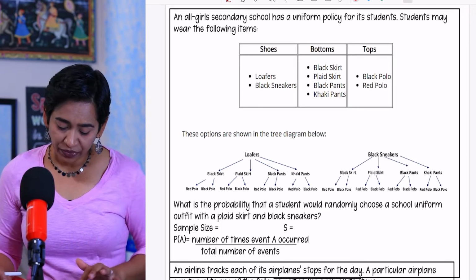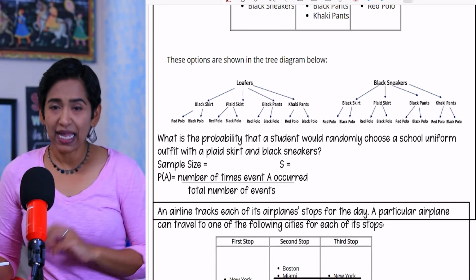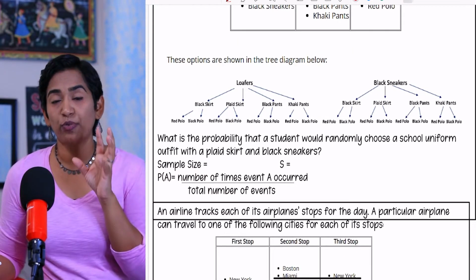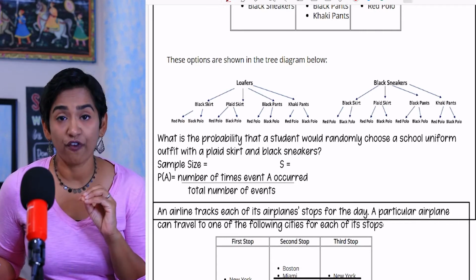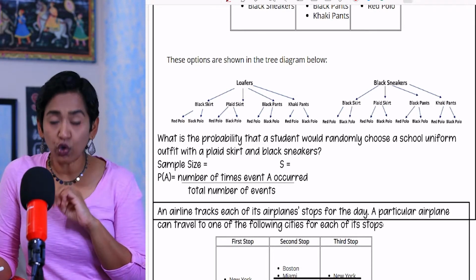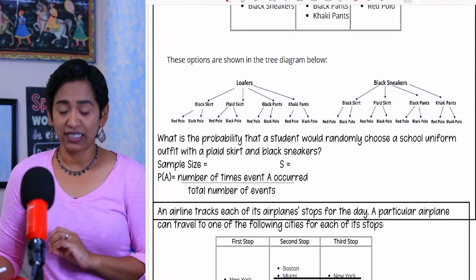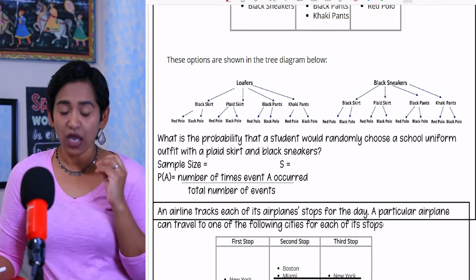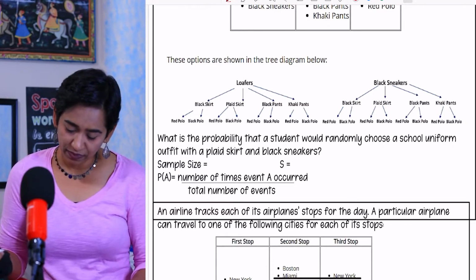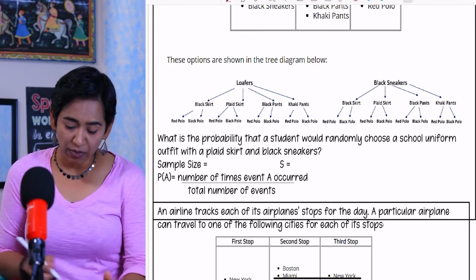So now, what are they asking me? What is the probability? As soon as they use the word probability, you know it has to be a fraction. That a student would randomly choose a school uniform outfit with a plaid skirt and black sneakers. So first thing is, what's my sample size? My sample size is all the possible outcomes. How many do I have?